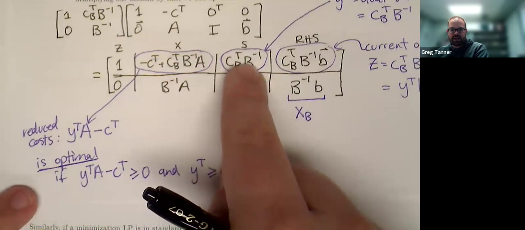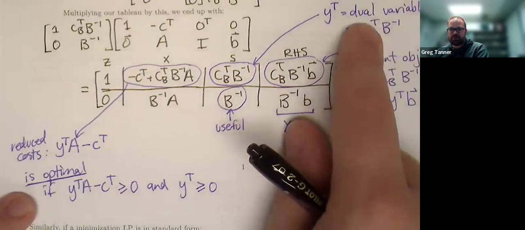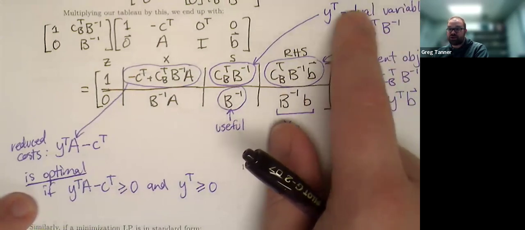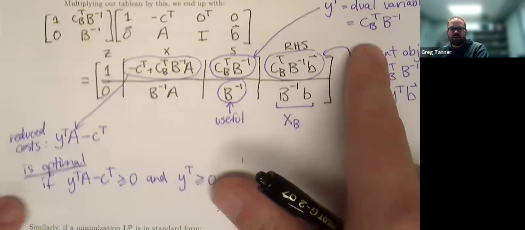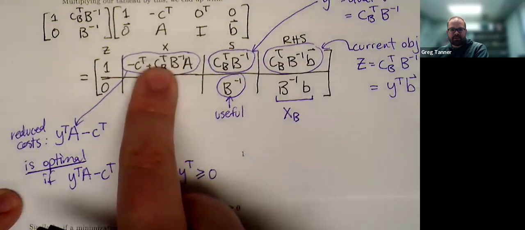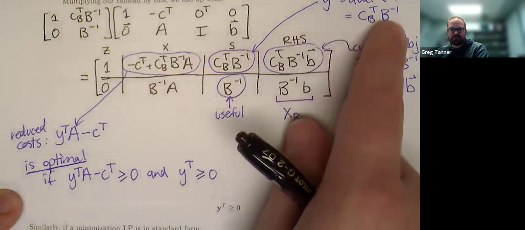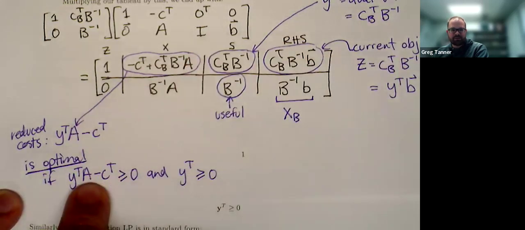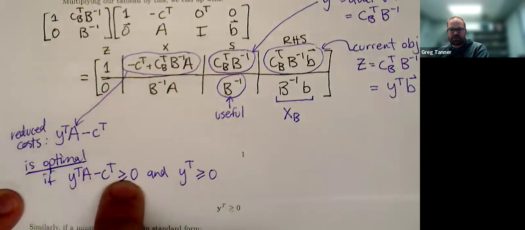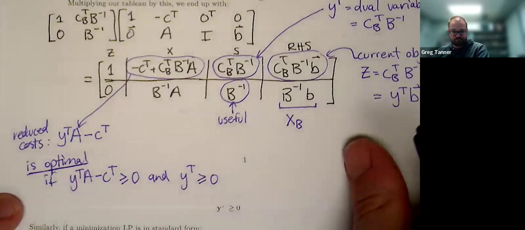These values underneath the slack variables, we called those the dual variables, which in the previous video we talked about as shadow prices. And so those need to be greater than or equal to 0. And then this needs to be greater than or equal to 0. Substituting in what C_B transpose B inverse is, it gets us something that looks like this. And if we add C transpose over to the other side, this is essentially going to be the constraints for what we'll call our dual problem.